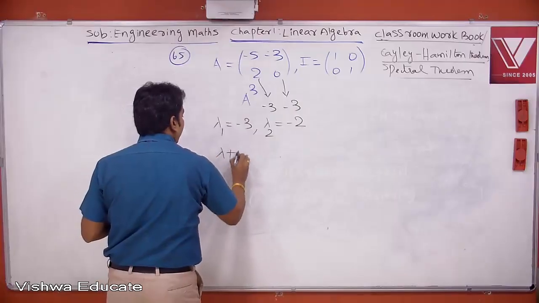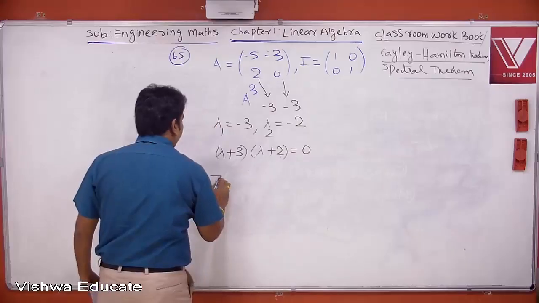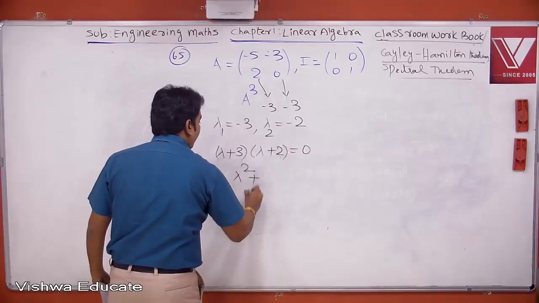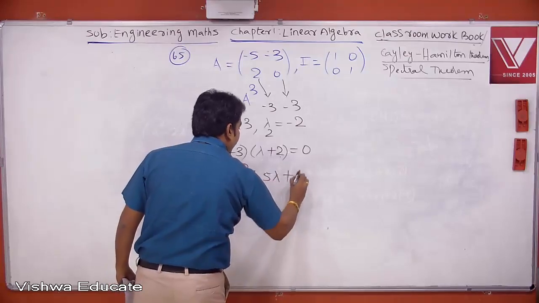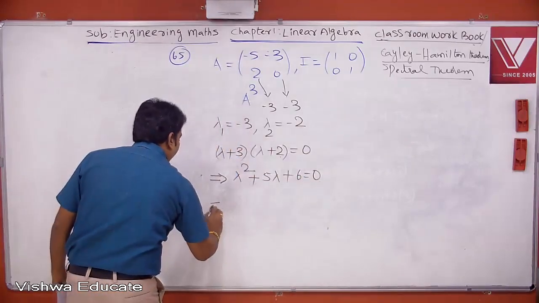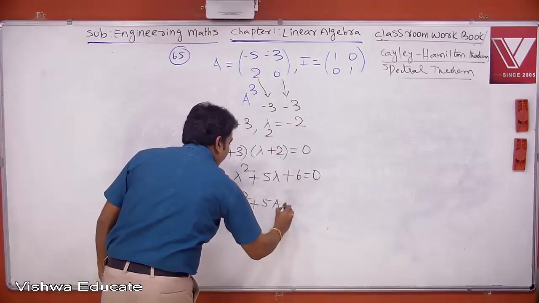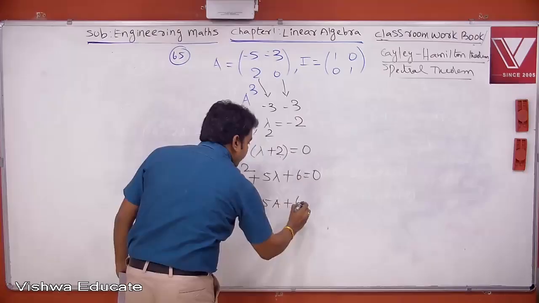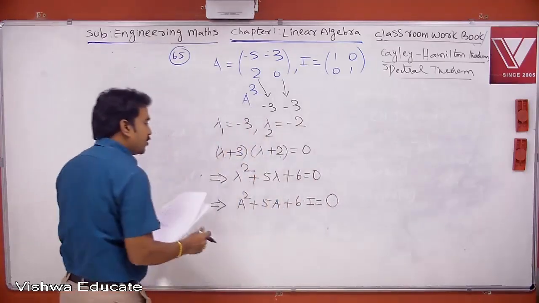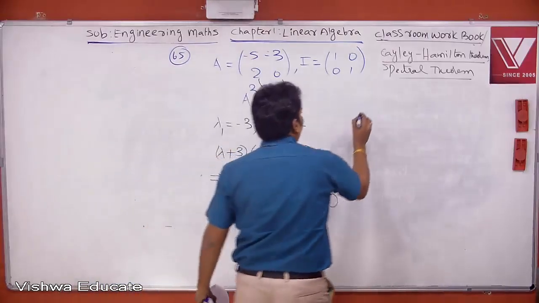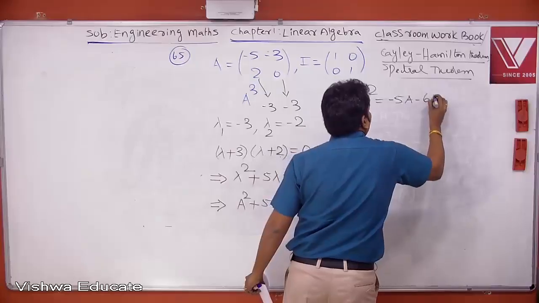So the characteristic equation is lambda plus 3 into lambda plus 2 equal to 0. This implies lambda square plus 2 lambda plus 3 lambda, this is 5 lambda plus 6 equal to 0. Now apply Cayley-Hamilton theorem, that is replace lambda by A, we get A square plus 5A plus the last constant is replaced by 6 into I. This is number 0, this is matrix O. Therefore A square equal to minus 5A minus 6I.